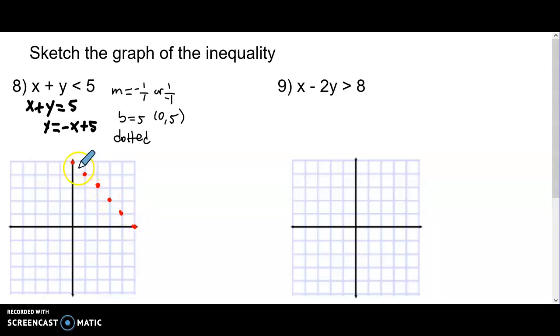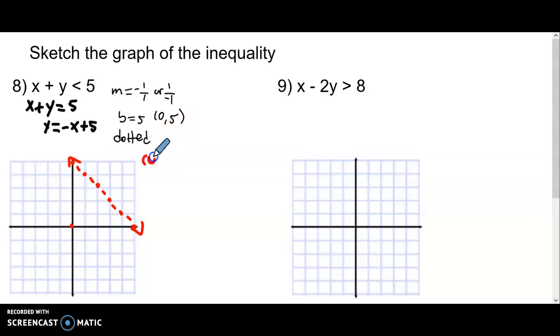And the line should be dotted, it was said, so here we go. Now, the inequality symbol says less than, and some students are confused with that. So I'm suggesting to you to pick a point and test it. I always pick 0, 0 unless the line is passing through 0, 0. Well, this line is far from 0, 0. So I'm going to test 0, 0.